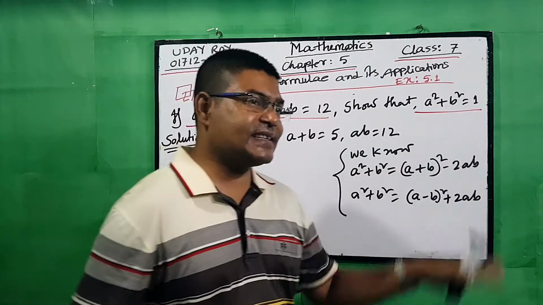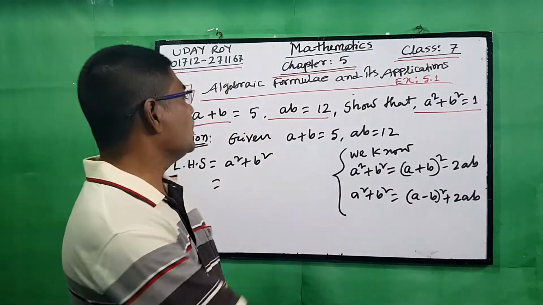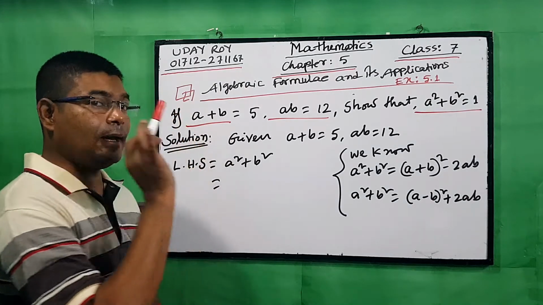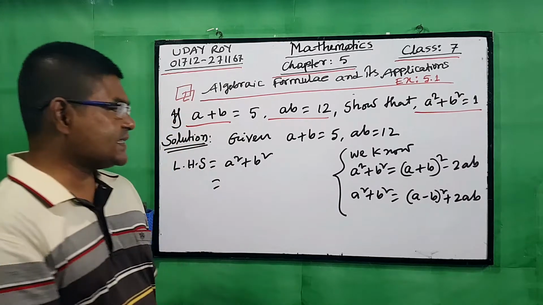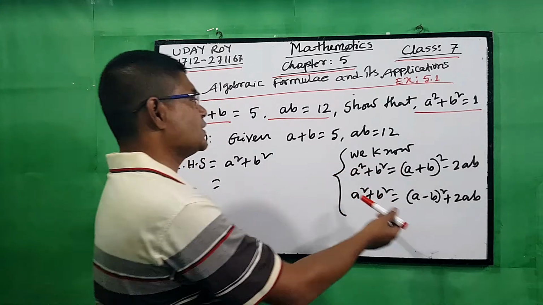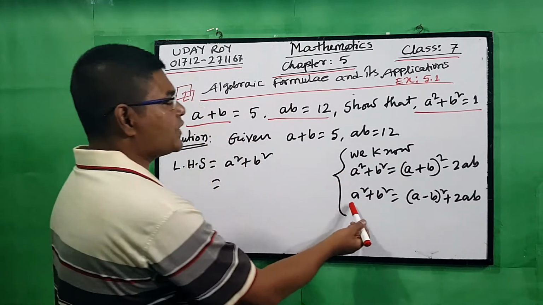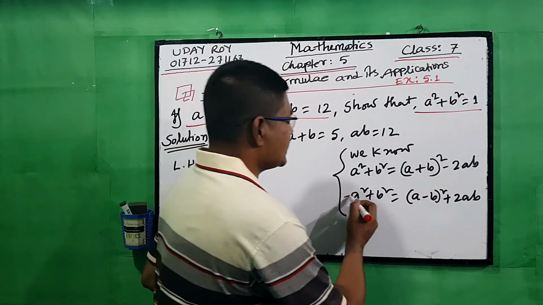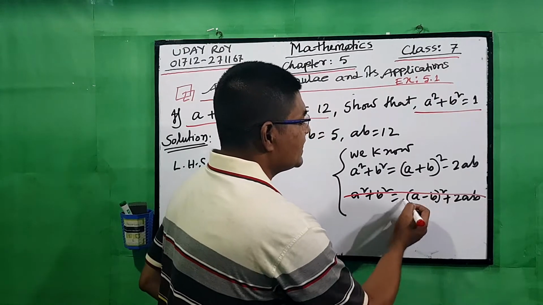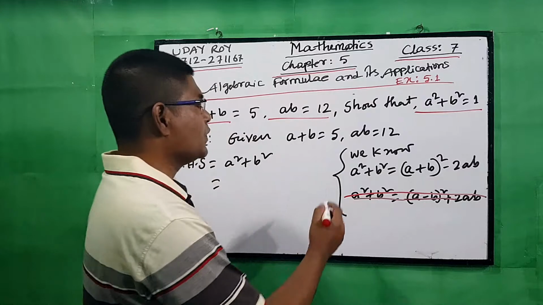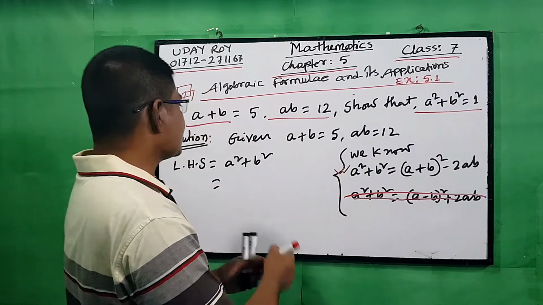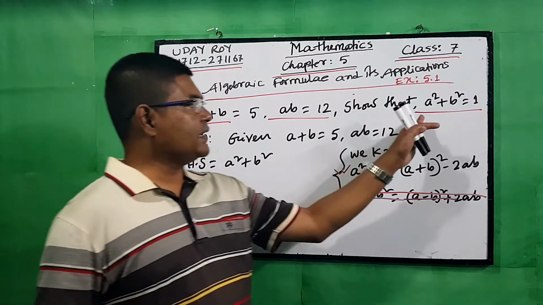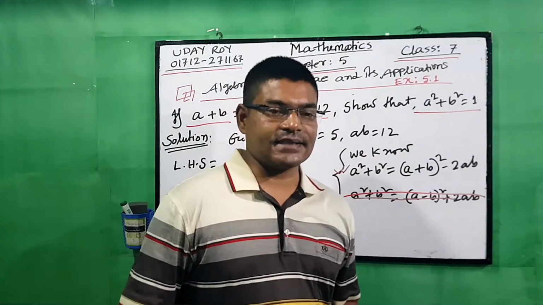When you solve this type of maths, you have to follow the given part. This given part is plus, a plus b. If plus, then you have to use this rule. If it is minus, you have to use this. So we have no need of this because here it is minus. We have to use this because here it is plus. Now this is the left hand side and this is the right hand side.